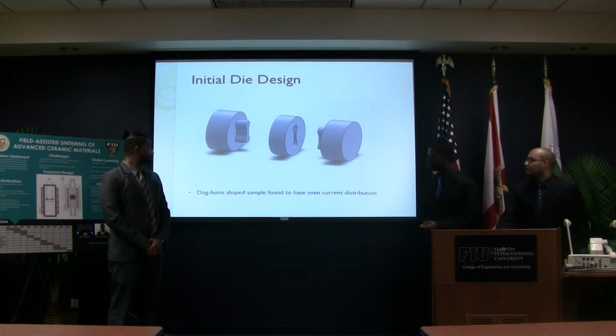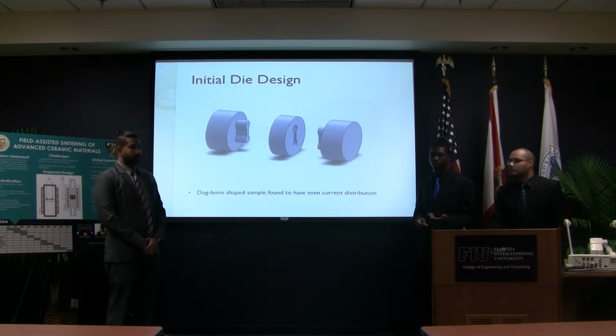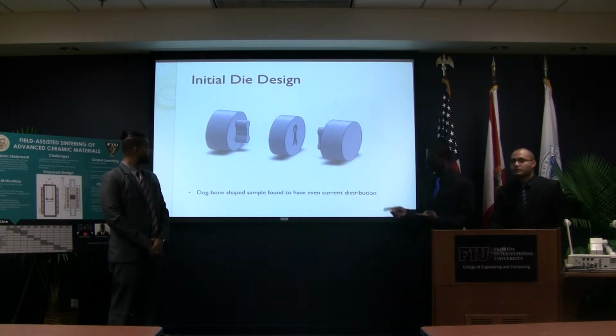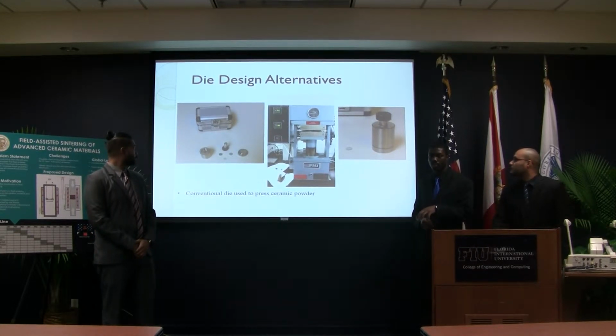Here is our initial die design. During the literature survey, we found that the dogbone shape allows for even current distribution. However, when we machined it, we found that the tolerances between the extrusions on the side and the cutout in the middle weren't viable for us to use. So we used the conventional die that was provided by the Sabri lab downstairs.